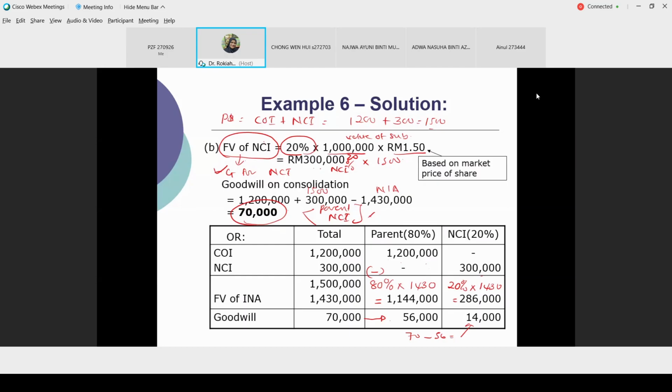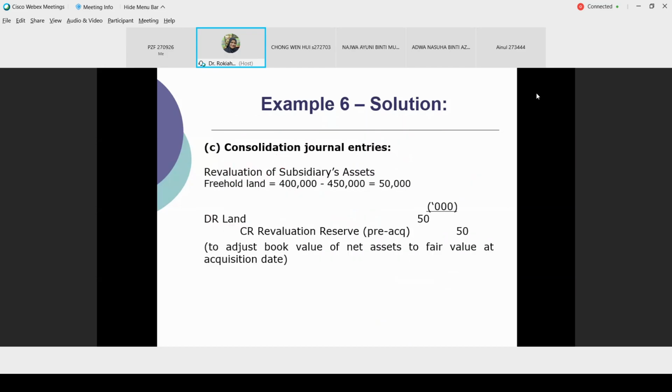Okay. Any questions that you have up to this one, the calculations of the goodwill? I'll just proceed with the next one. If you have a question, ask after this. Okay, so the next one, we prepare the consolidation journal entry.